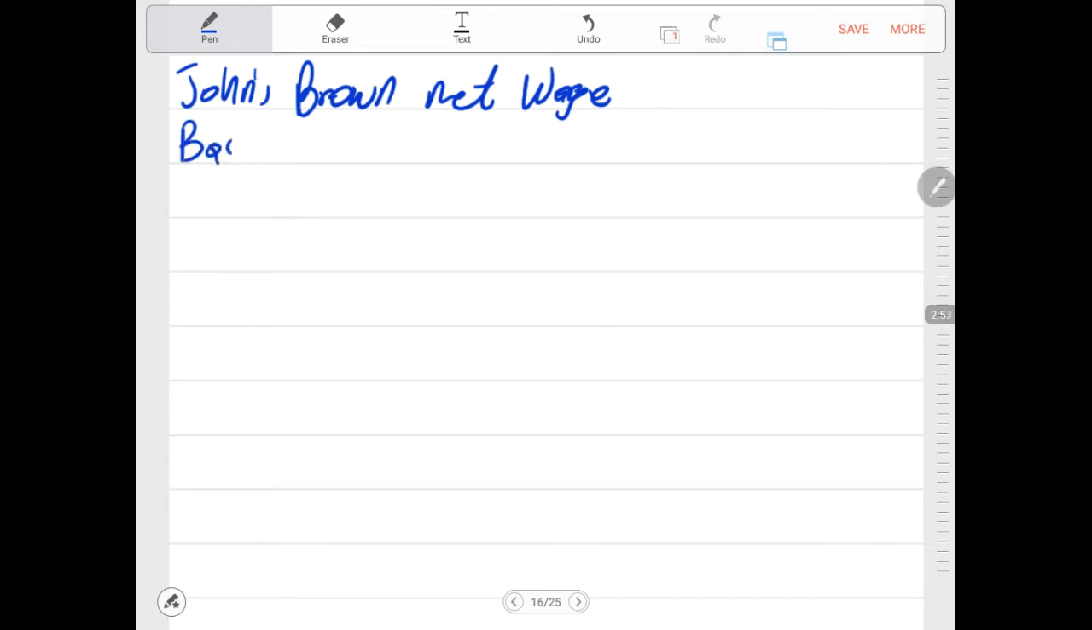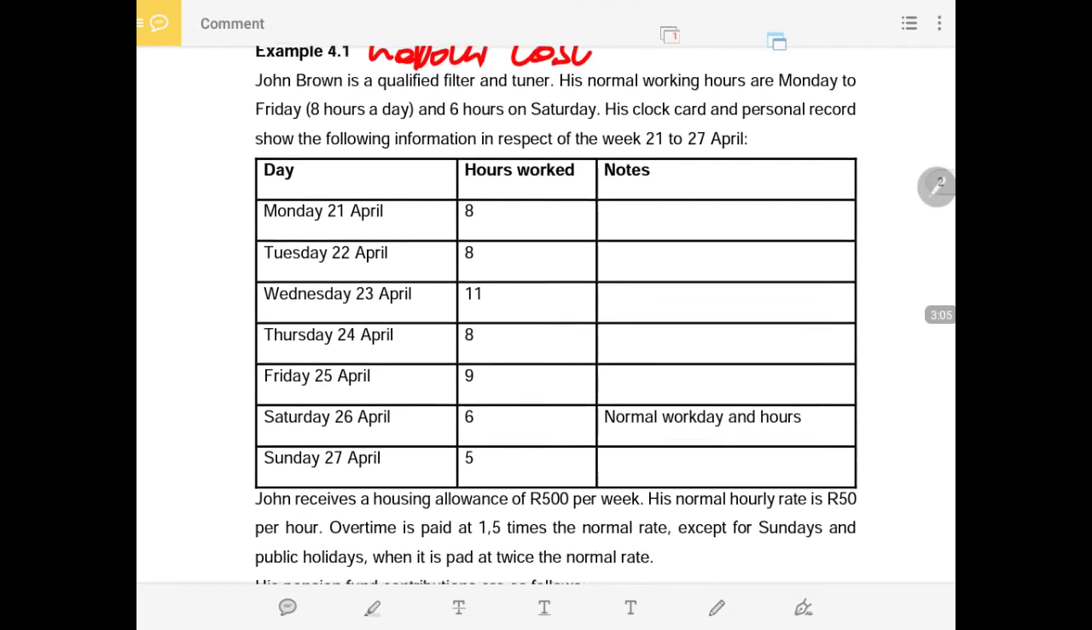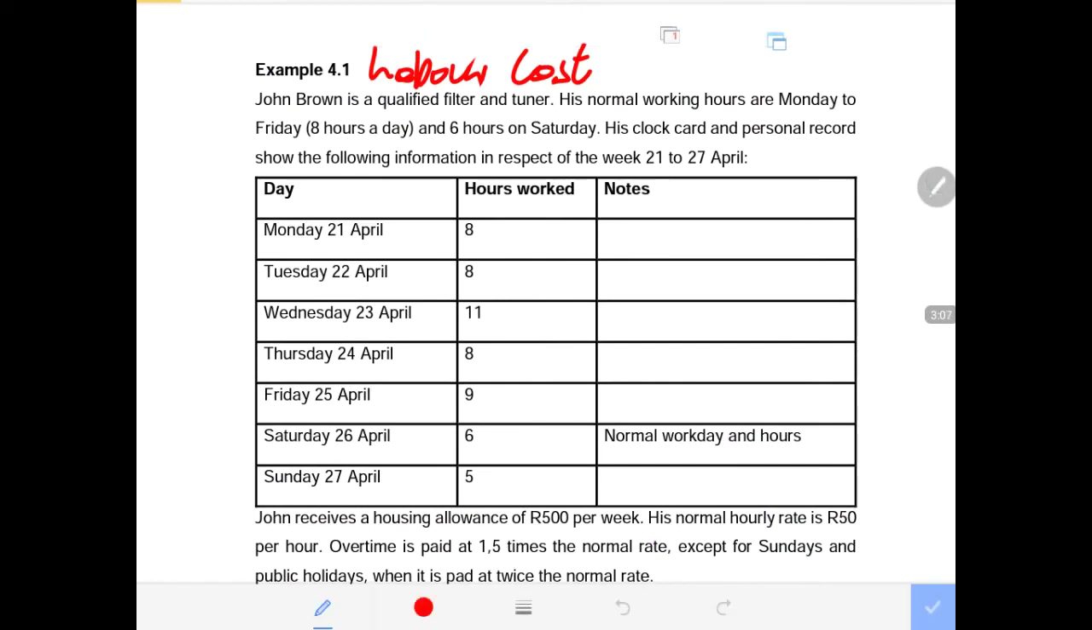We say the basic salary for this employee, or the basic wage. Let us look at the information that we are provided first before we can go to our basic wage. It says John Brown is a qualified full-time internal auditor. His normal working hours are Monday to Friday. So these are the normal working hours.